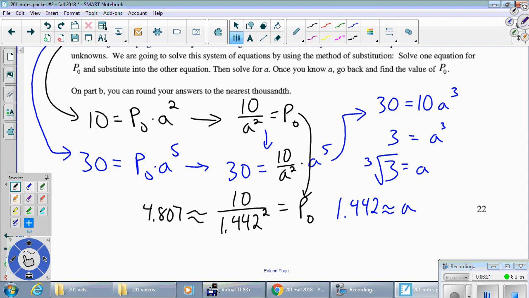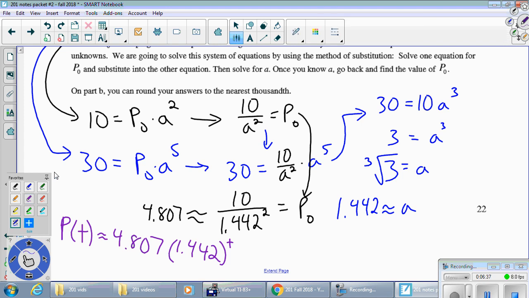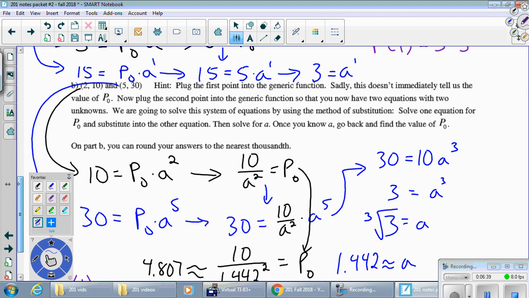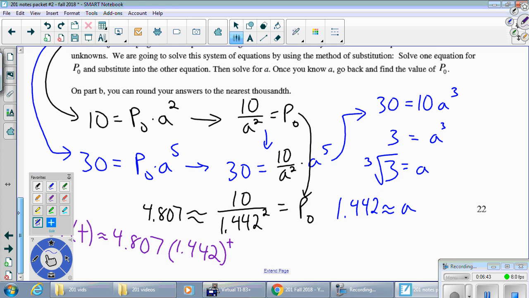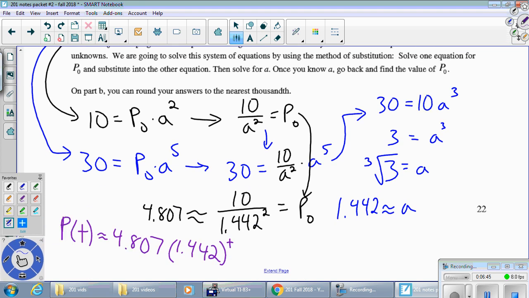Okay, so we'll just write our final answer here. P of t approximately equals 4.807 times 1.442 to the t. And that exponential function will pass through the 2 points. Well, actually probably isn't going to pass through either of them, but it'll be darn close to those 2 points. If we hadn't rounded, it would hit them perfectly.